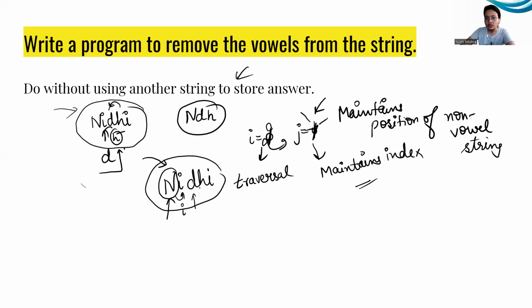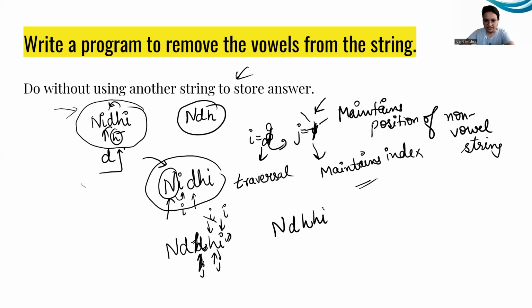Now D is not a vowel. So I will store it, j is 1, so I will store D here. D, H. It will be like this only. Now my j will be here and i will be here. H is not a vowel, so I can store H here, and j will be here, and i will be next here. It is a vowel. So I am getting the string like this, and my j is here.